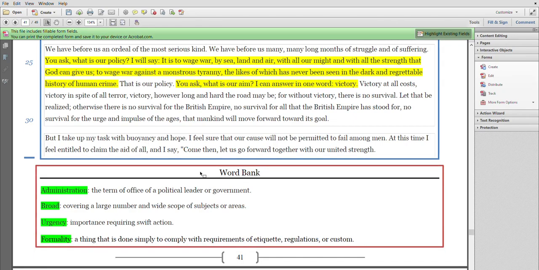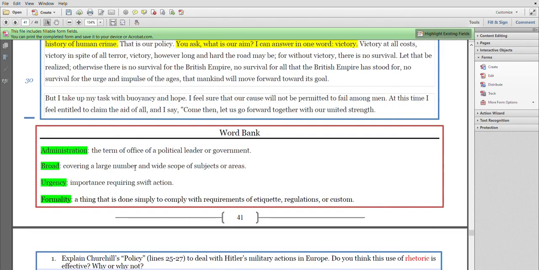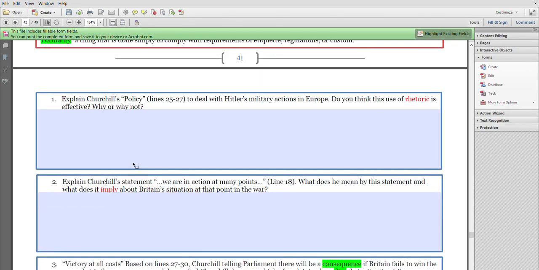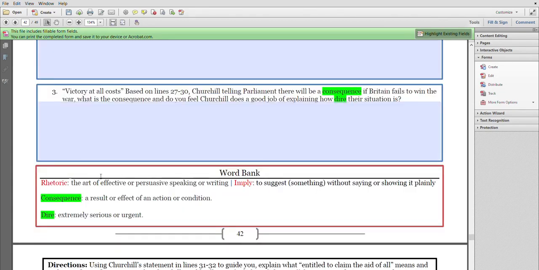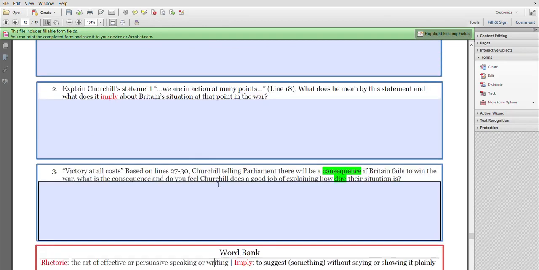The word bank here: administration, broad, urgency, and formality, if you don't know those words. Page 42, question 1. Explain Churchill's policy, lines 25 through 27, to deal with Hitler's military actions in Europe. Do you think this use of rhetoric is effective? Why or why not? If you don't know what rhetoric means, it's down here in the word bank. It's a necessary English term. You'll see it a lot more in 11th grade, but it means the art of effective or persuasive speaking or writing.